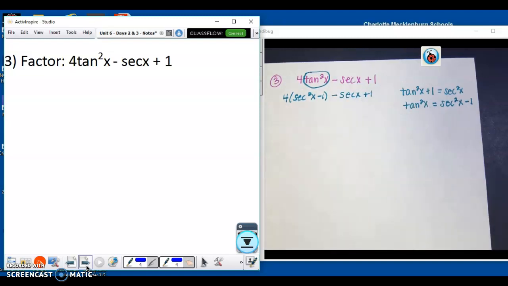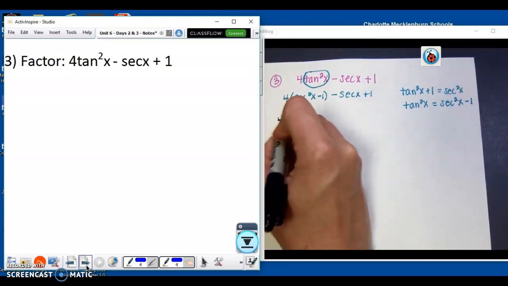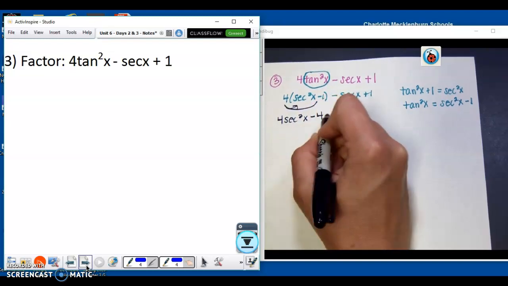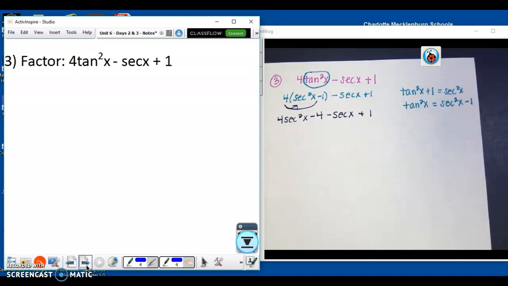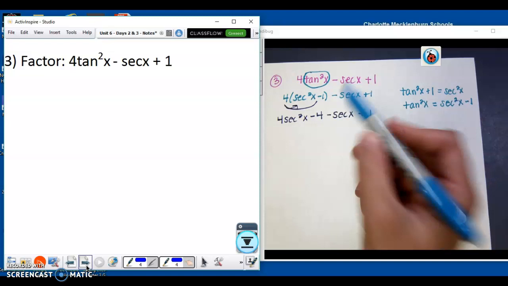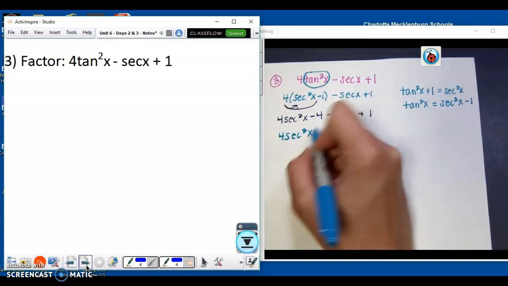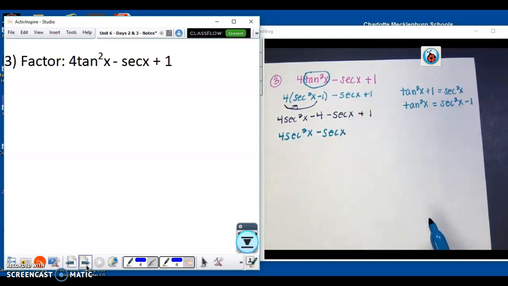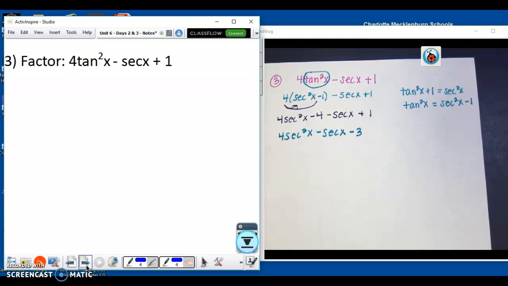Okay, so I'm going to distribute out that 4. So I have 4 secant squared x minus 4 minus secant x plus 1. So everything's in terms of secant, which is good. So we just need everything in order, and we need to combine like terms. So 4 secant squared x is going to be out front, minus secant x, and then I'm going to combine the negative 4 and the 1 and get negative 3. So now we are set up to factor.